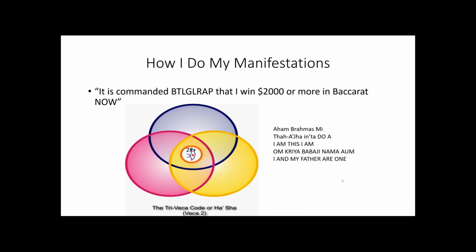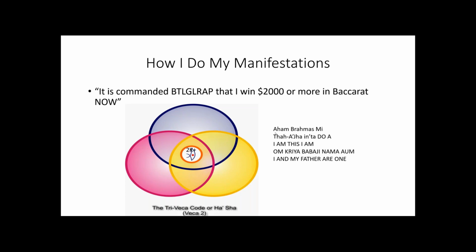So we would have our intention as a command. We would draw the Triveca here, and then we would put a symbol for the goal in the middle. So I put 2K plus for $2,000 or more in Baccarat. And then the way we set this in motion is we put these commands out to the right here.